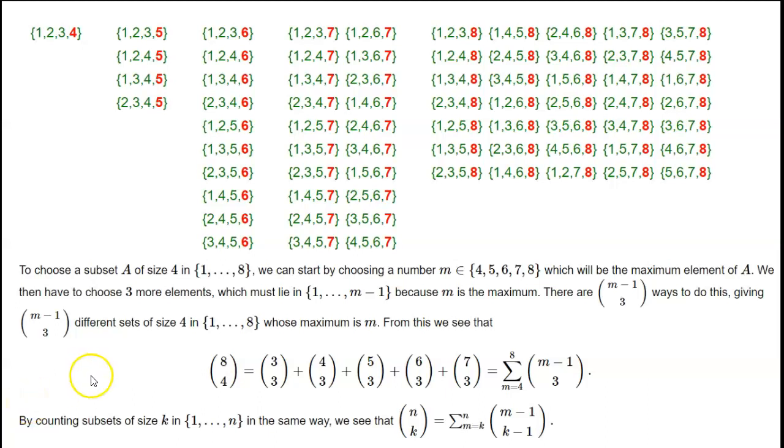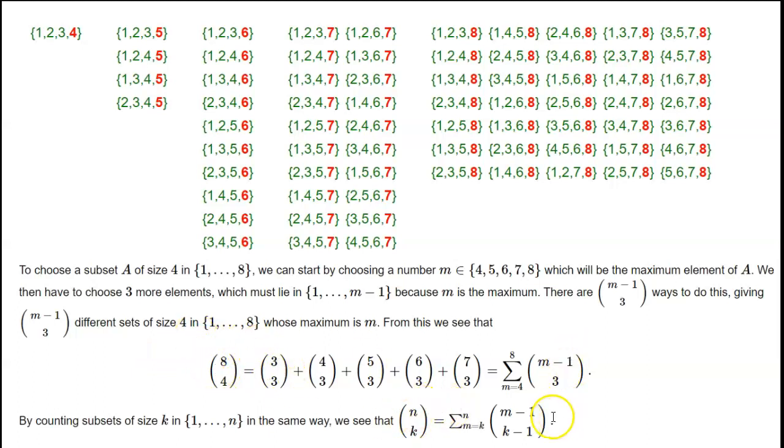So this demonstration explains the proof of this identity that we've written down at the bottom here, that n choose k is the sum from m equals k all the way up to m equals n of the binomial coefficient m minus 1 choose k minus 1. And we're going to be looking at this in the case where n is 8 and k is 4. Okay, so on the left hand side we've got 8 choose 4.